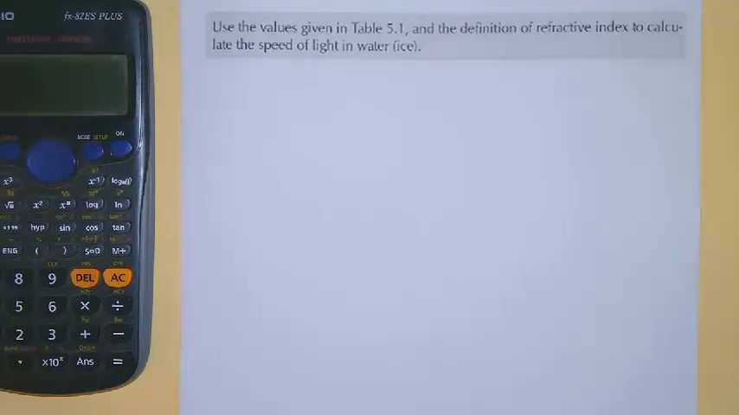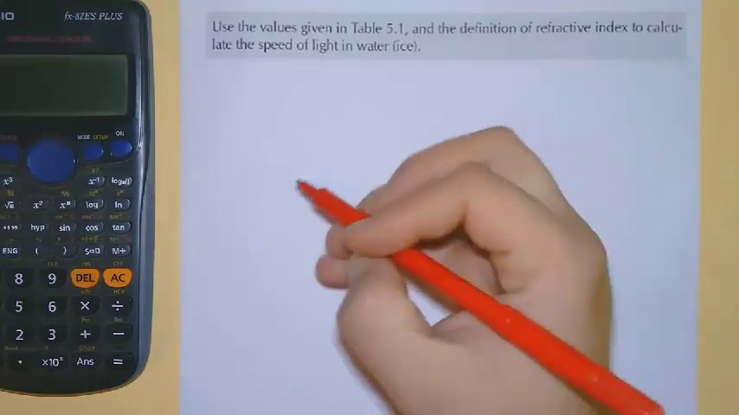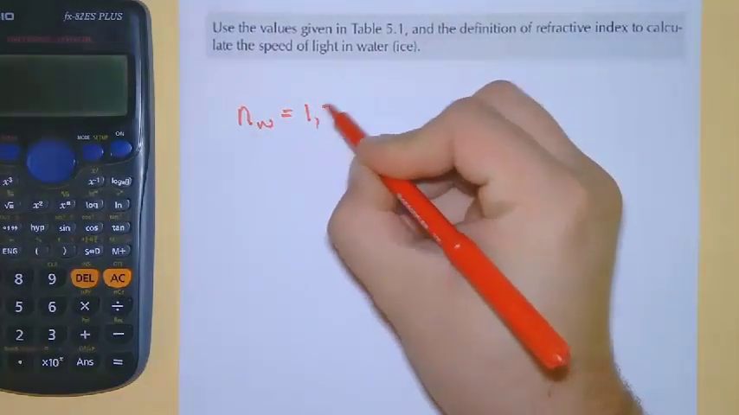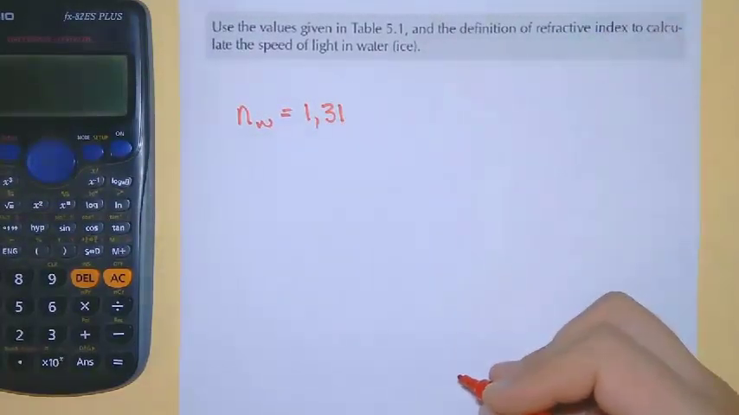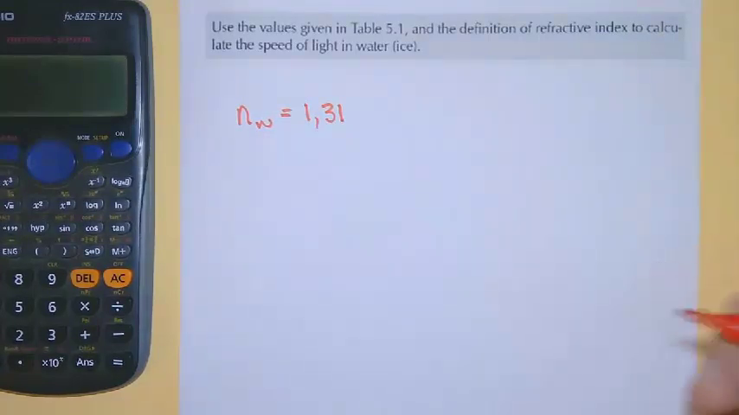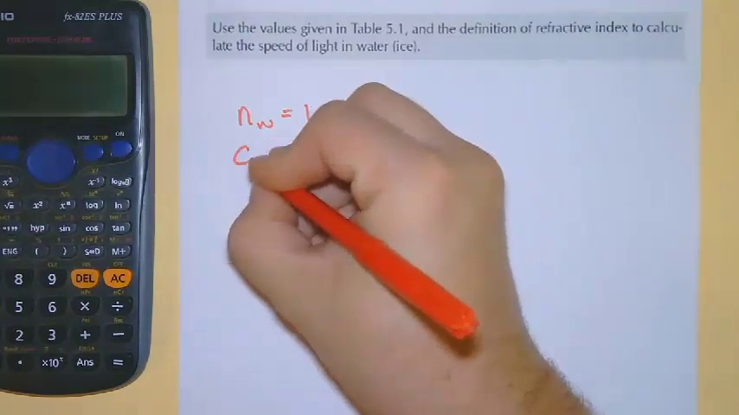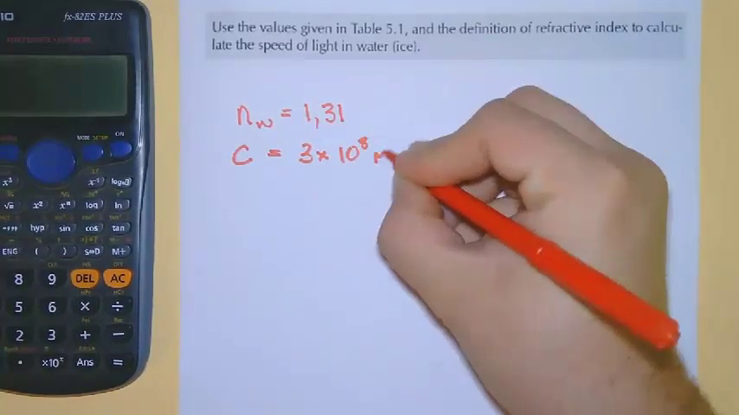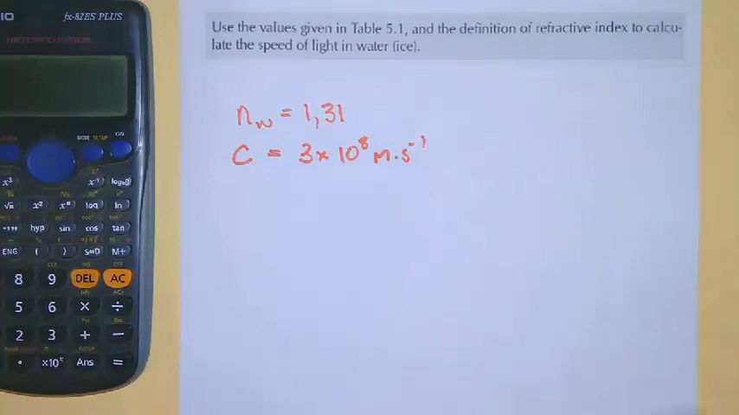They tell us to use the value given in table 5.1 and the definition of refractive index to calculate the speed of light in water. So the refractive index of water is equal to 1,31. Okay, so we have the refractive index. Then they also tell us that we have to calculate the speed of light in water. The speed of light as a universal constant is 3 times 10 to the power of 8 meters per second, and that will always be given to you on your data table.